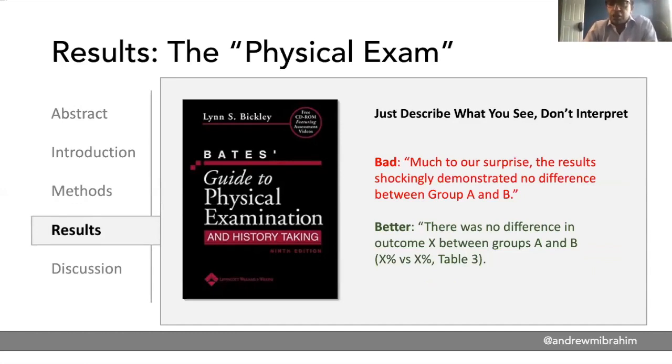So what you don't want to do, which is exactly what I did early on, is say in your results section, "Much to our surprise, the results shockingly demonstrated no difference between groups A and B." That's already too subjective and you're interpreting too much of the data. What you really want to do in this section is just very plainly and objectively say there's no difference in outcome X between groups A and B, and then reference the numbers in the table.